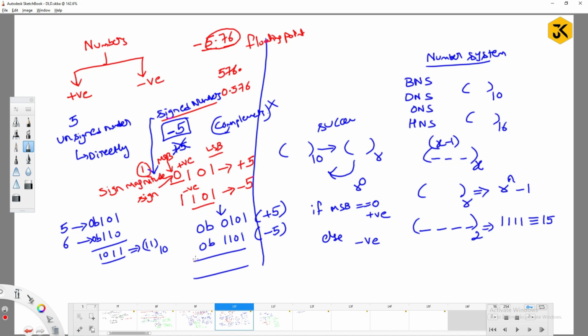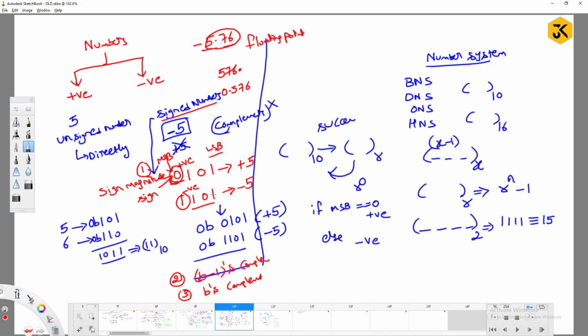Sign magnitude representation, where one bit is completely allocated for the sign bit: one is meant for negative, 0 is meant for positive. And in another way, I can represent signed numbers in b minus 1's complement format, and another one is b's complement format. Base complement format, right?